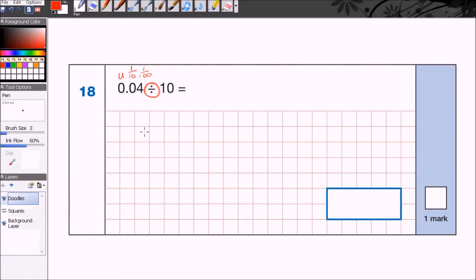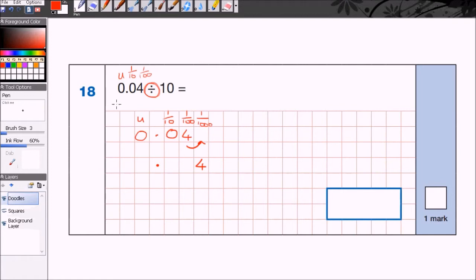So if we've got 0.04, and that is units, tenths, and hundredths, we know if we're dividing by 10, we've got to move this across another column to here, to the thousandths column. Now, it's not just as simple as writing it like that. What we must ensure that we do is we must keep the decimal point in the same place. The decimal point never, ever, ever moves.